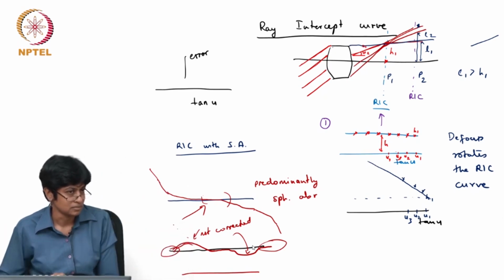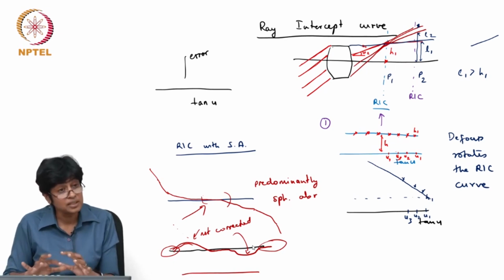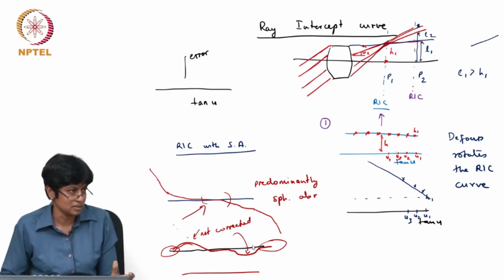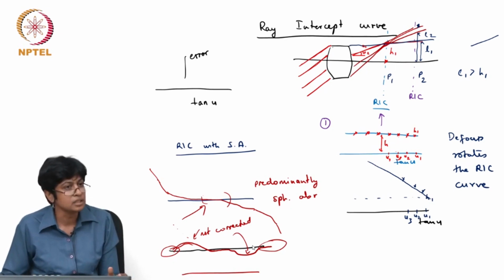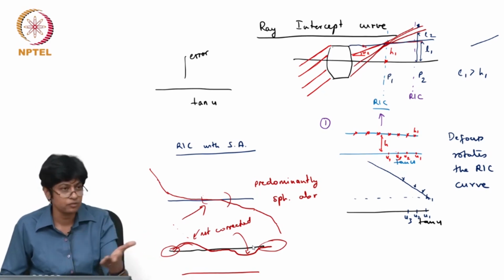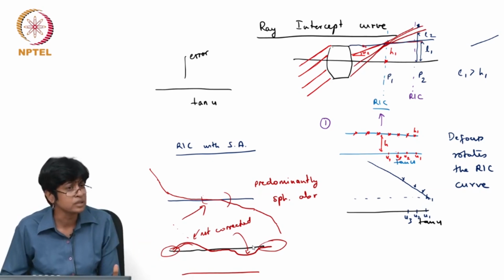Okay? I've just given you here some examples of what the aberration curve looks like for some of the monochromatic aberrations, and earlier we've looked at some of the chromatic aberrations.